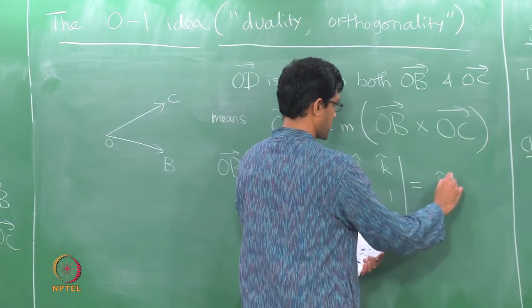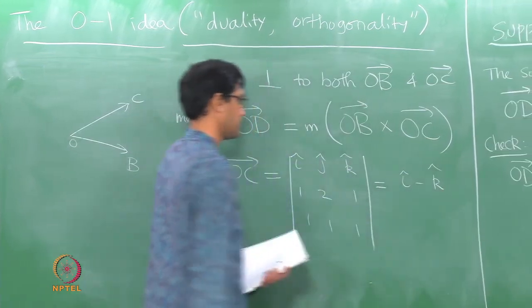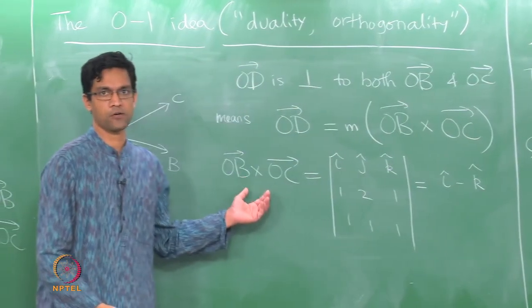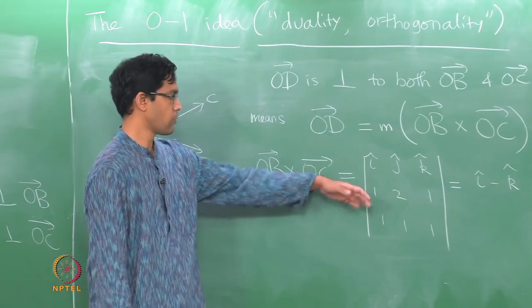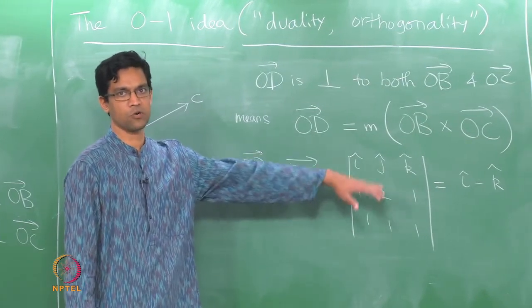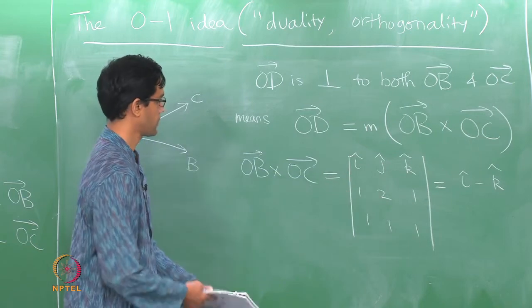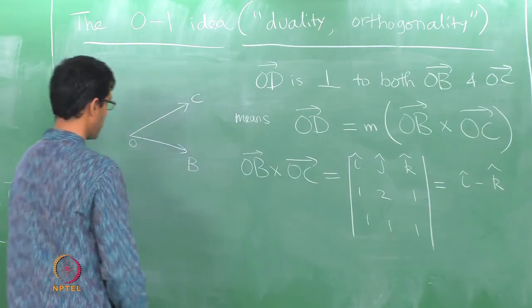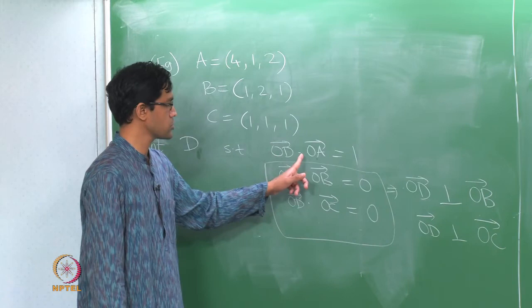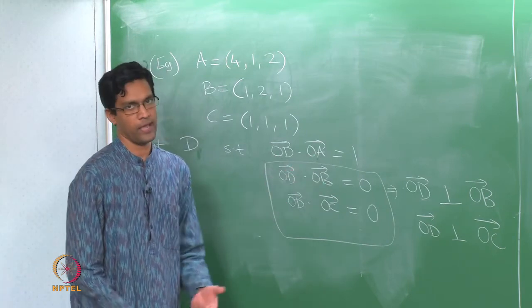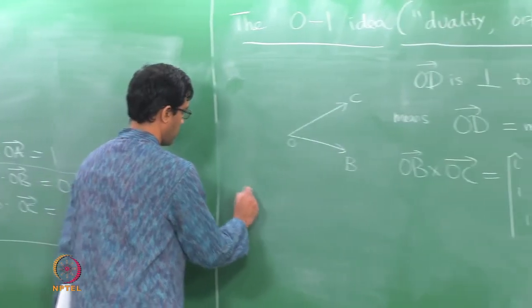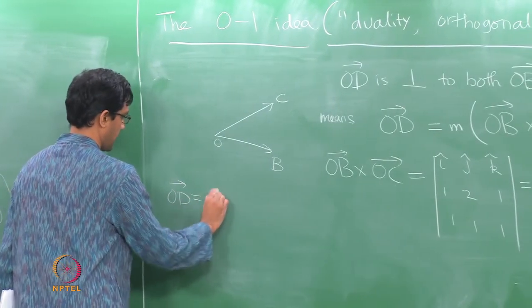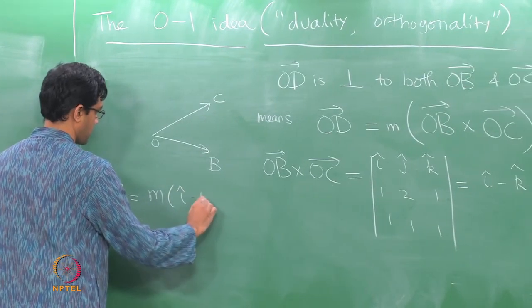It's i minus k. If I compute the cross product of OB and OC using whatever rule you are familiar with, the answer turns out to be i cap minus k cap. So I know therefore that OD is some multiple of that vector. Now which multiple is given by the other condition that I know on OD. I know that OD is supposed to have dot product 1 with OA, right. So that determines that multiple for me. So observe, OD is m times i minus k.